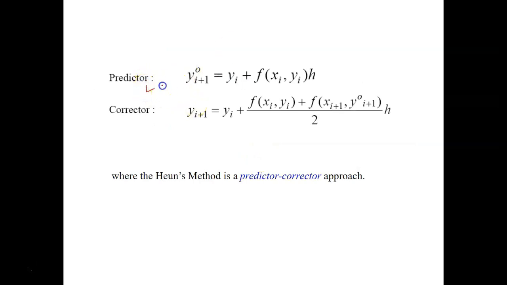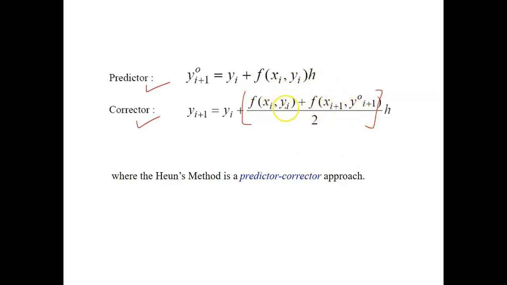So we have two formulas here. The first one is the predictor and then the corrector. For the predictor formula, we actually predict a new value of y. This is a temporary value of y, and we use this value in the corrector equation to calculate the slope that we're going to use for the final answer. So this is where the twist is.